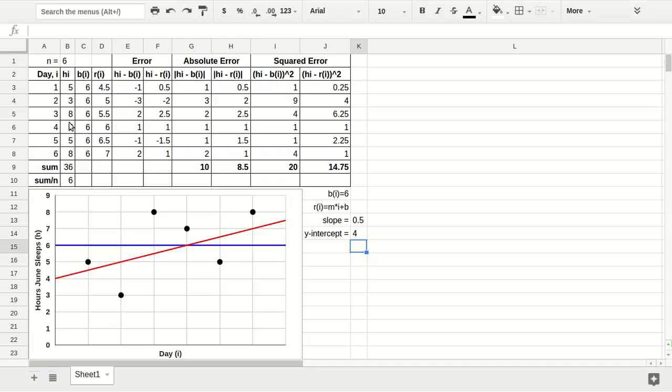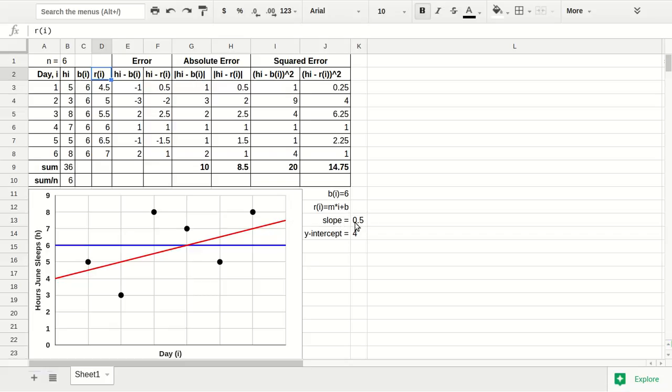So here's our data that we measured, how many hours June slept for 6 days. B of I, remember, is our mean equation, the equation for the mean, which is the blue line. And then R of I is our trend line. So R of I is the slope m times I plus the y-intercept, or b.